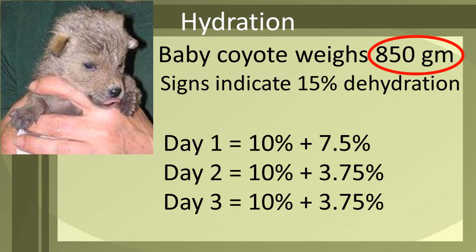Now herein lies the problem in using the calculator. Most people will use the 850 grams as their calculation number and just multiply by 7.5%. But the animal's proper weight is already down 15% because of the fluid loss. The fluid requirements are based on his normal weight. You need to know what that is and what he really should weigh.